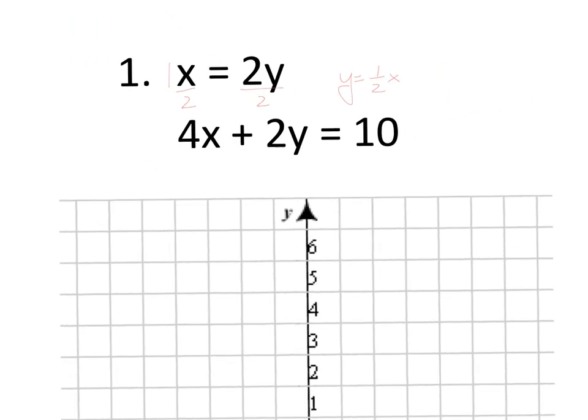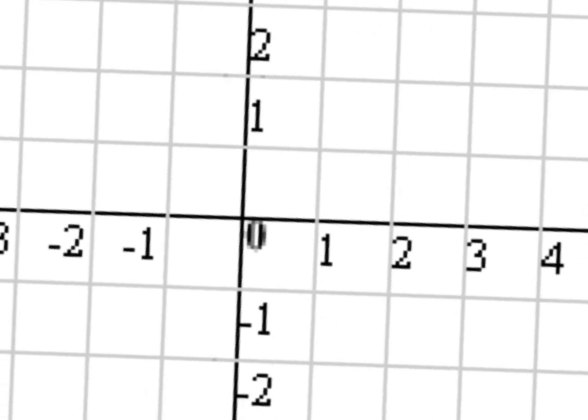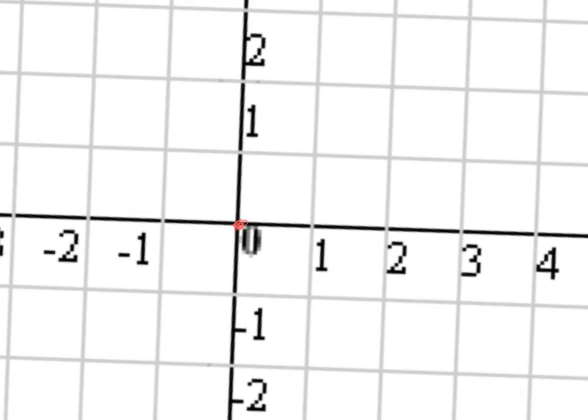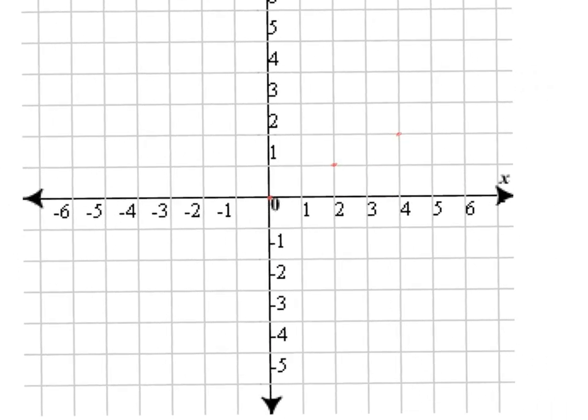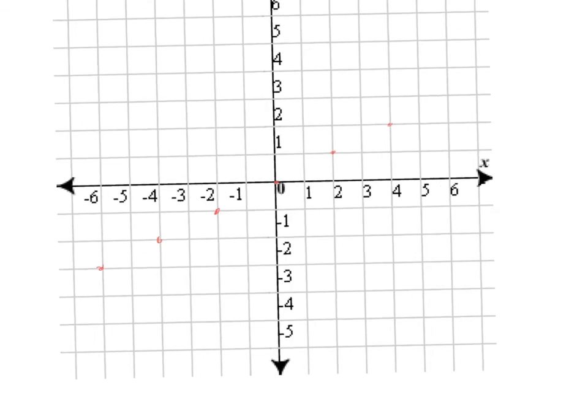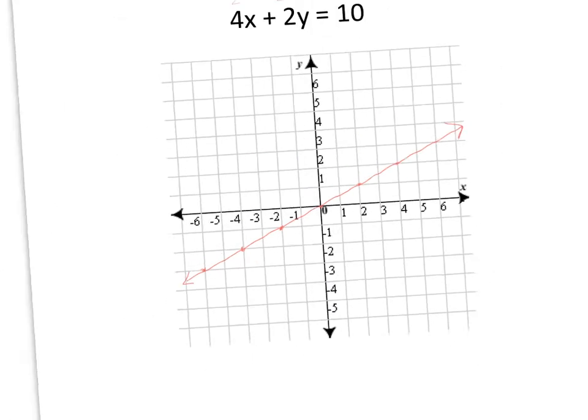So now when we come down here and graph that, since we don't have a b value or y-intercept, we're going to start at 0 and then go up 1 and over 2 and keep that pattern going. So go ahead and get yourself some dots going on your grid there. And then go down the other way, down 1 over 2 to the left. All right, and then once you've got that, go ahead and draw your line.